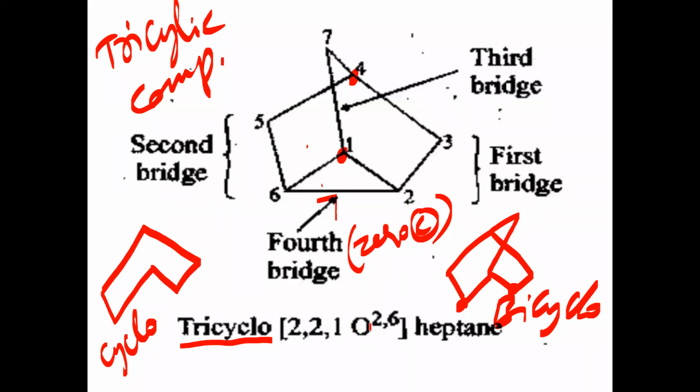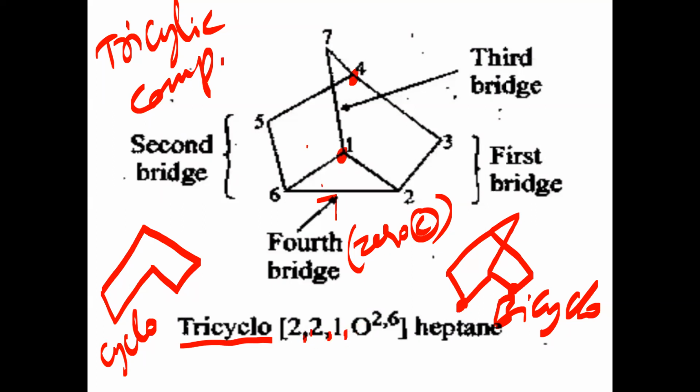This 0 carbon bridge is connecting which carbon atoms of the bicyclic ring? Atom 2 and atom 6. These two carbon atoms are joined by this fourth bridge. So the 0 carbon bridge, the fourth one, that's why 0, 2, 6 we have taken. We should not write a comma here; we should write dots. So 2.2.1.0.